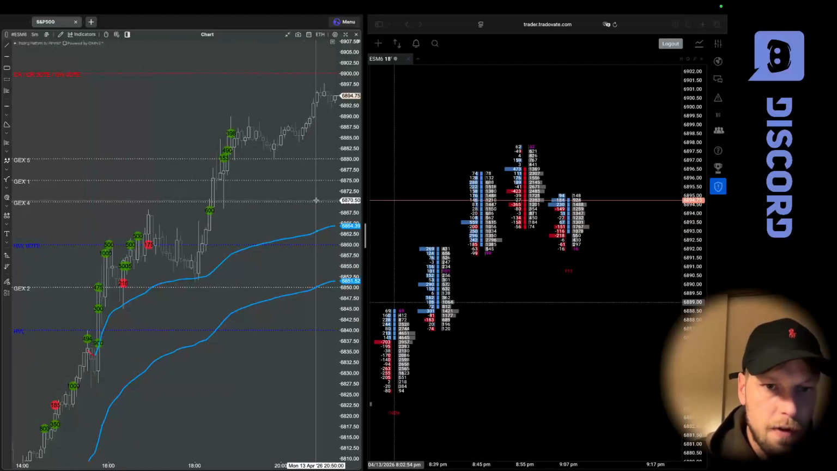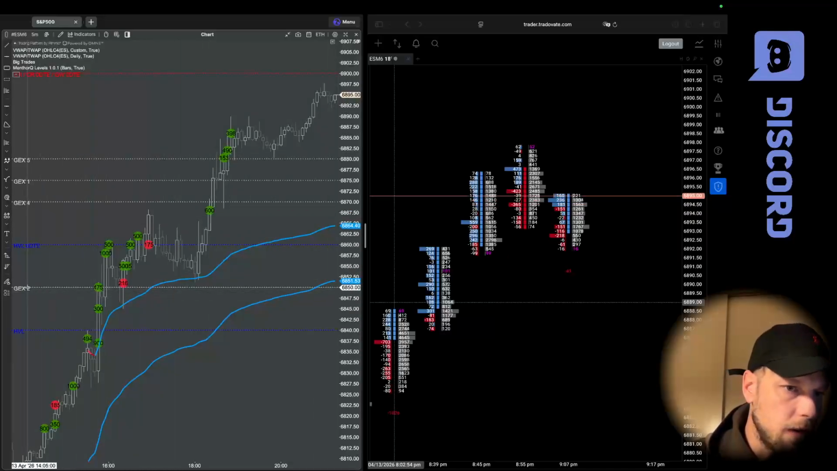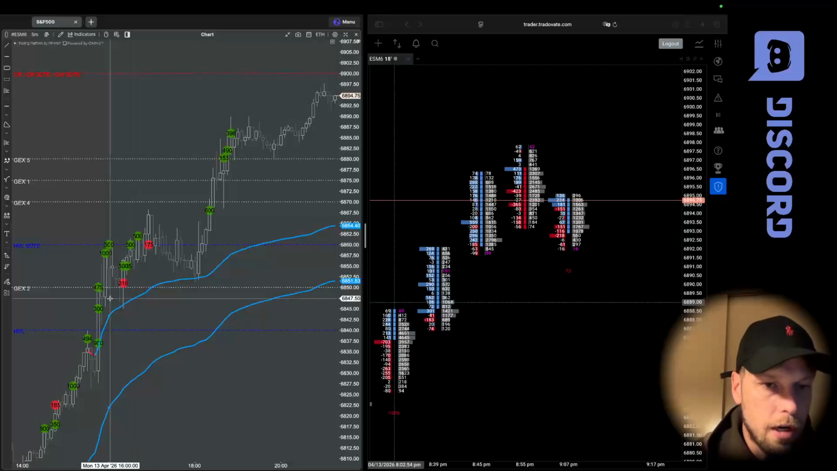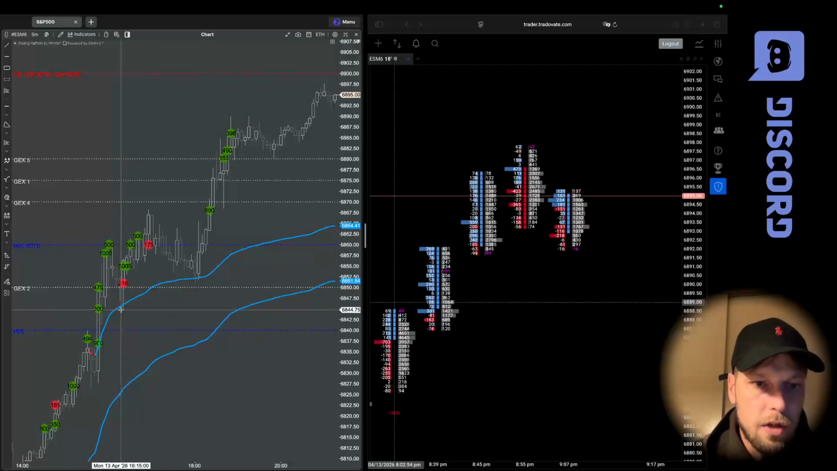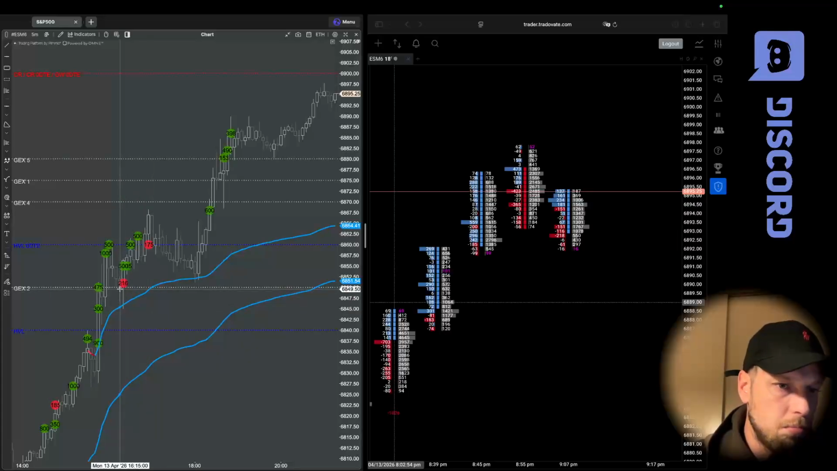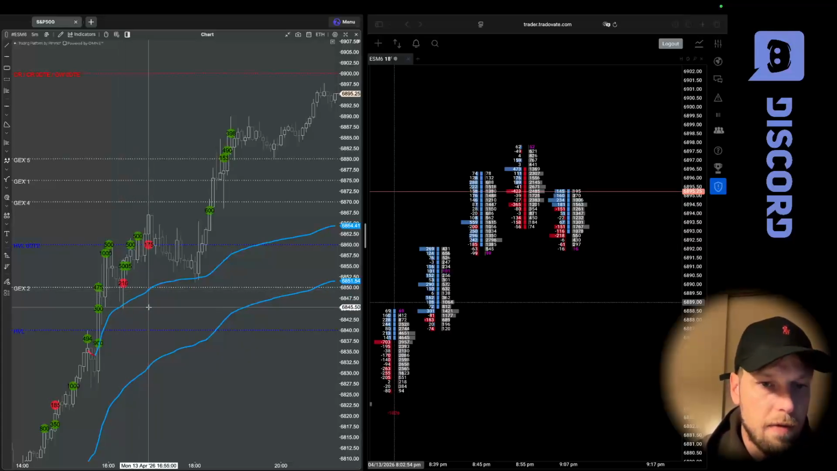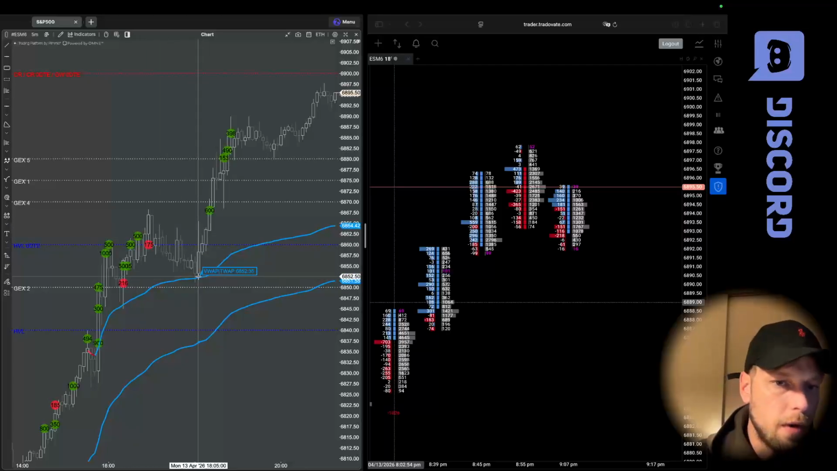Another one during New York. This is RTH VWAP, so this is regular trading hours, VWAP since New York Open. We have a GEX2 level, also a converted level from SPX to ES. We tap into RTH VWAP, we bounce from the GEX2 level, we go up and then we go up. And again, same story. We bounce from RTH VWAP and the GEX2 level.